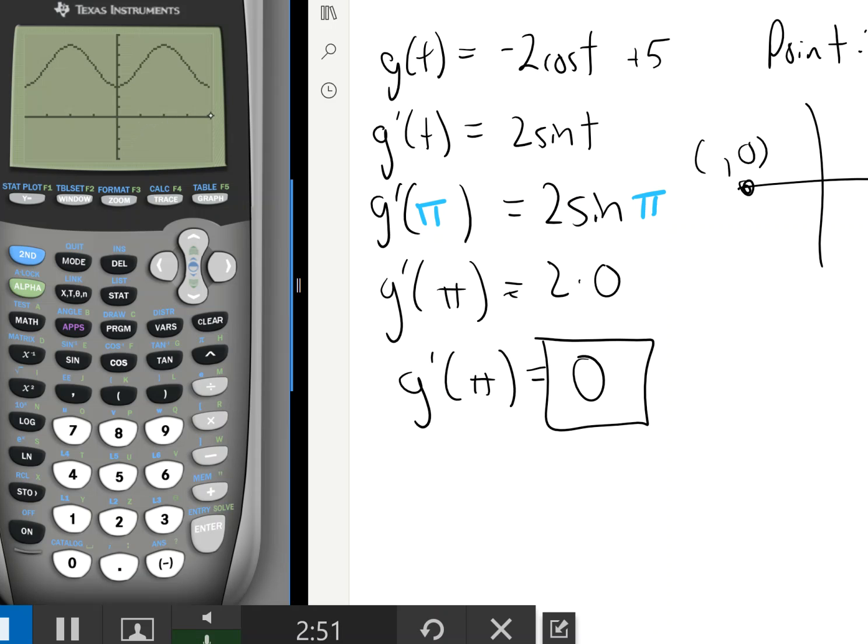Okay, so here's 2 pi, half of that would be 1 pi. So right here, the slope at that instant looks like a horizontal line, and the slope of a horizontal line is 0. So that confirms what we got algebraically.